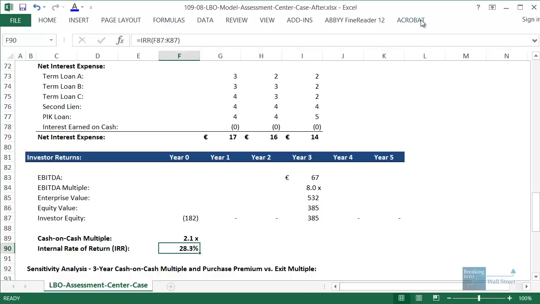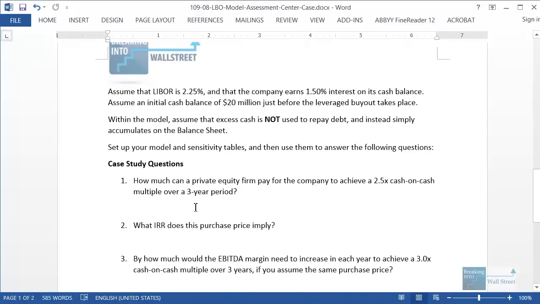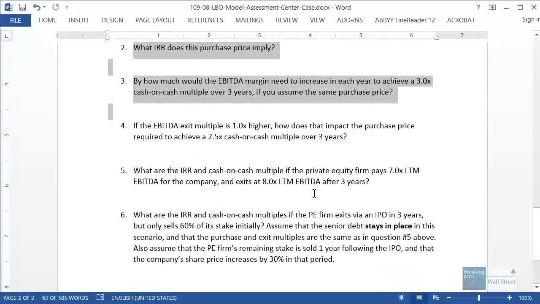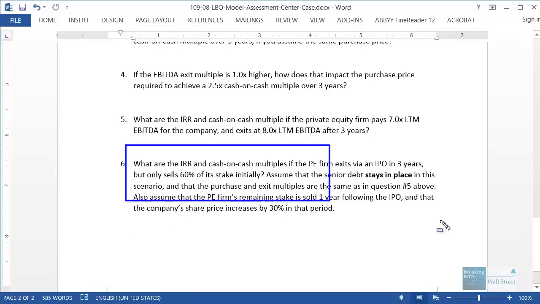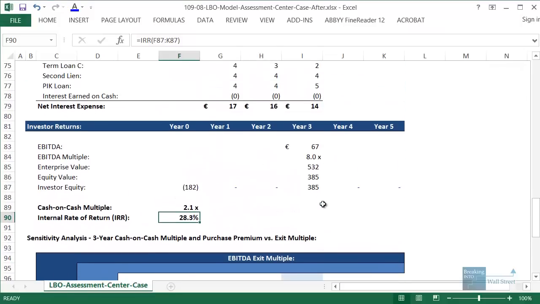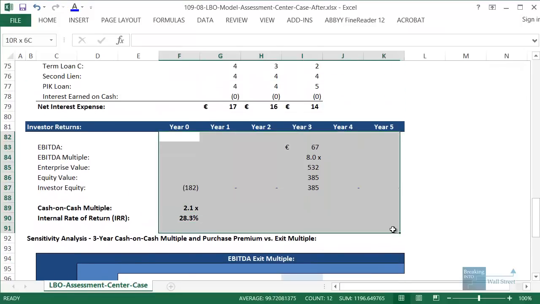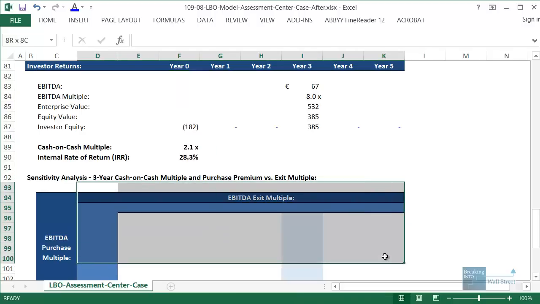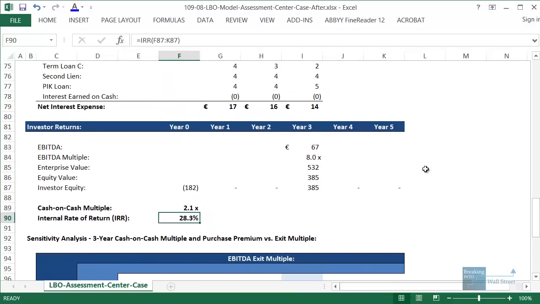So we have our basic model set up now, but we haven't yet looked at the case study questions. We haven't yet looked at what happens in this IPO exit and what we need to change around. And we haven't seen how to use goal seek to actually solve for all these numbers that the case study questions have asked us for. So coming up next time around, we will be doing that. We'll be fleshing this out in more detail, filling out the sensitivities, and going back in and answering those case study questions.